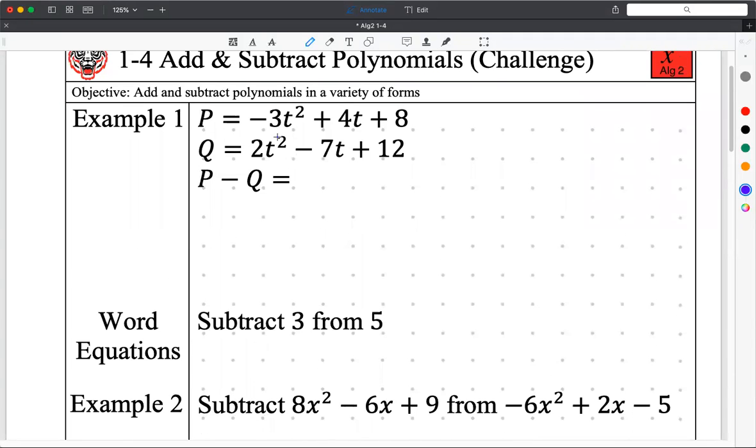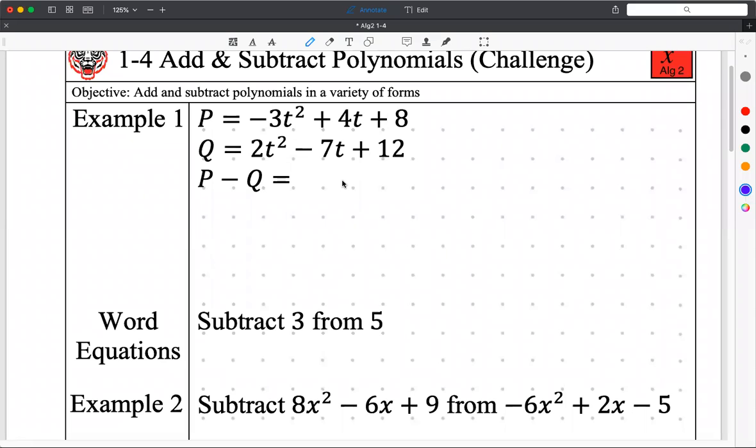It's nice, quick. Okay, so I'm saying that P is the polynomial negative 3t squared plus 4t plus 8, and Q, as capital Q, is equal to 2t squared minus 7t plus 12. What happens if I do P minus Q? Who has an idea of how to set this one up? Let's go with Charles.